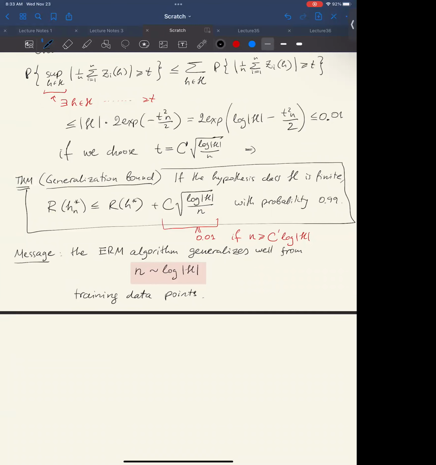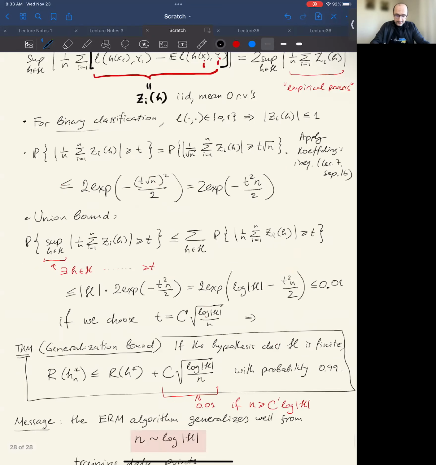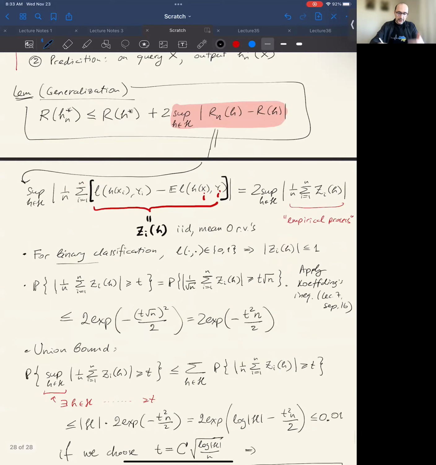Maybe it's only binary classification. Yeah, well, first of all, it's for binary classification. That's right. If we go back to where we actually needed binary classification, it was to bound the loss function, which bounds our random variables, which allows us to apply Hoeffding's inequality.